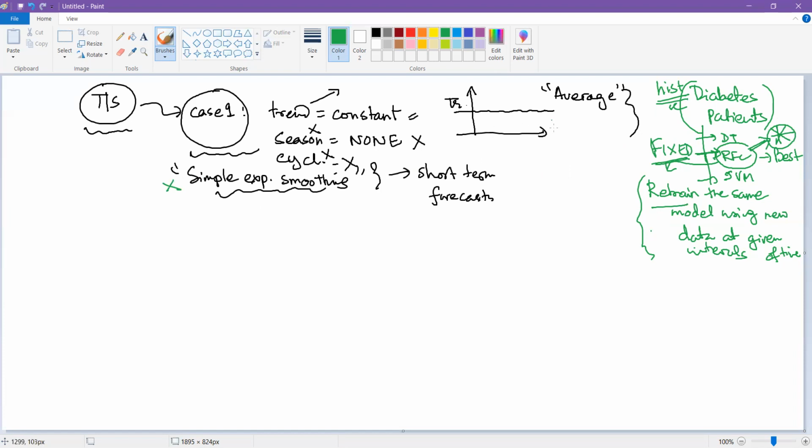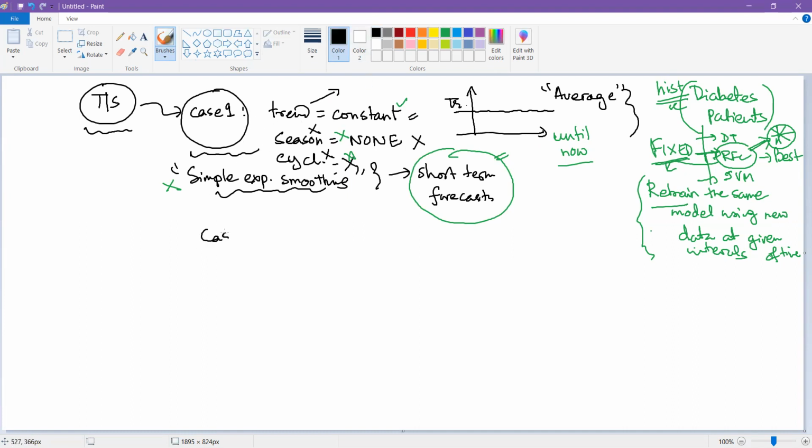In this case, I cannot do that because until now, I see the trend is constant. There is no seasonality. There is no cyclicity. All fine, but I don't know what is going to happen in the future. That's why I can only do a short-term forecast. Let's not talk about anything more than that. I cannot do anything more than that in this case.